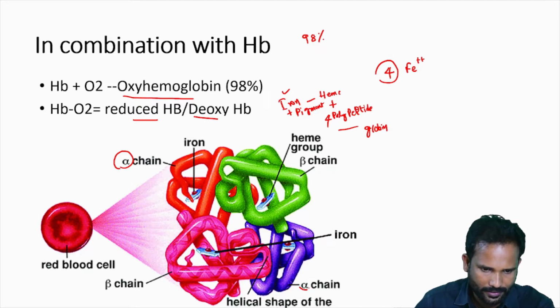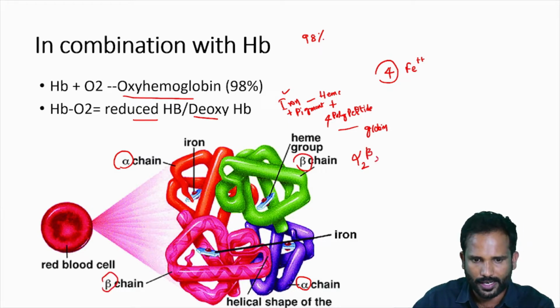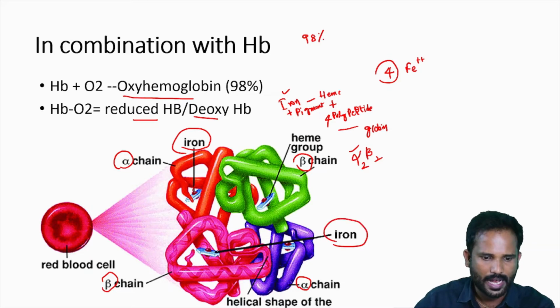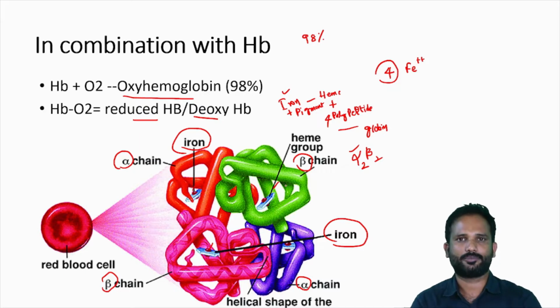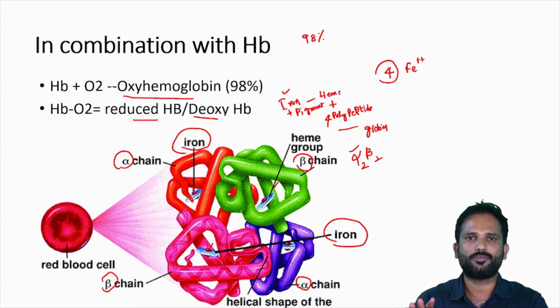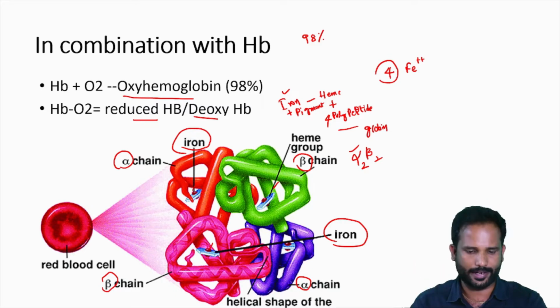If you see here, one is alpha and another one is alpha, so alpha 2, beta 2 is the adult hemoglobin, and each polypeptide chain is having a heme which is having an iron. So you can see that we have 4 iron atoms. So 4 iron atoms can bind to 4 oxygen molecules, that means 8 oxygen atoms.